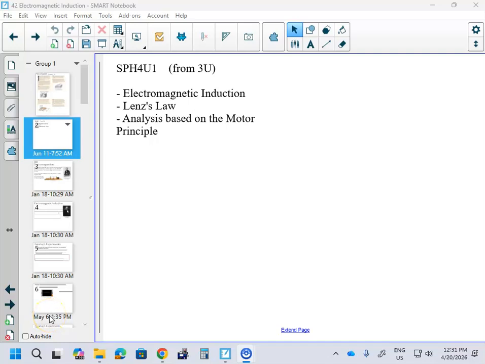All right, electromagnetic induction, Lenz's law, and then analysis of Lenz's law based on the motor principle, and analyzing motors, I should say. So here we go.